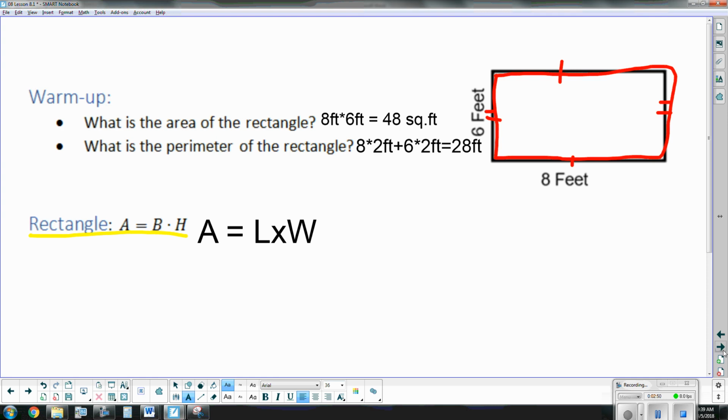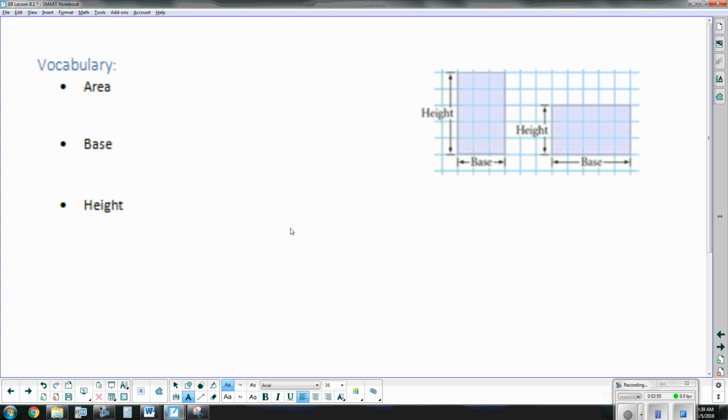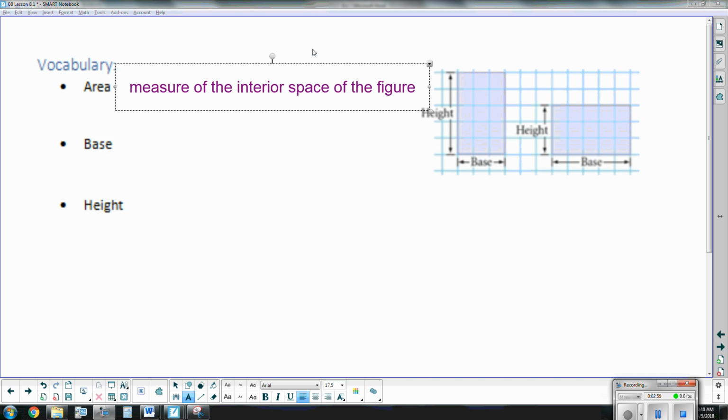So now that we know that the area of a rectangle is base times height, we can define some of our vocab terms. The first one is area, and we're going to define area as the measure of the interior space of the figure. And secondly, we're going to measure it in square units.